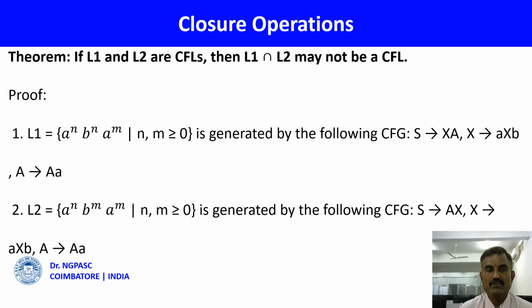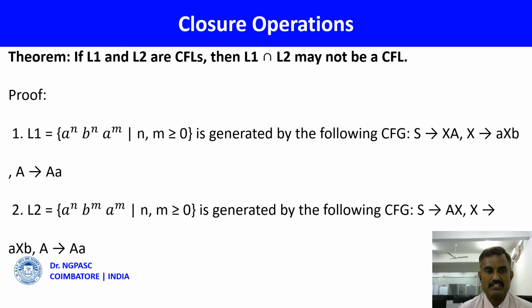Here L1 equals a power n, b power n, a power m, where n, m are greater than or equal to 0, with the corresponding production rules. Then L2 is another language, a power n, b power m, a power m. We can prove that L1 intersection L2 may not be context free. Taking the intersection, the first part a is the same in both, so the intersection is always a power n.